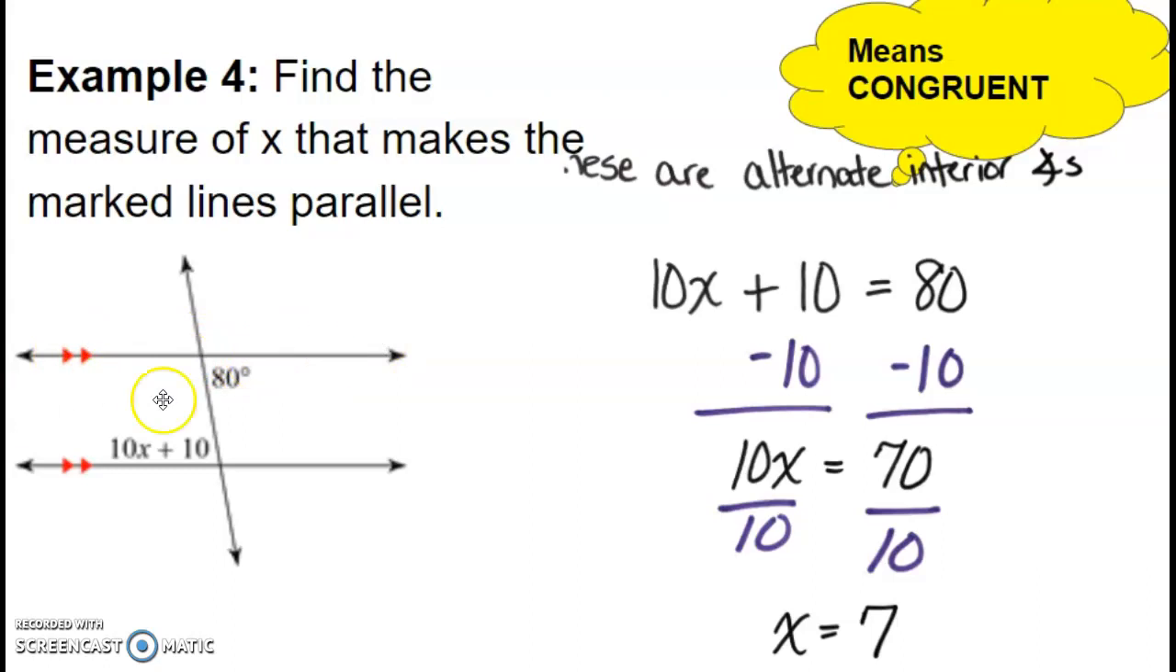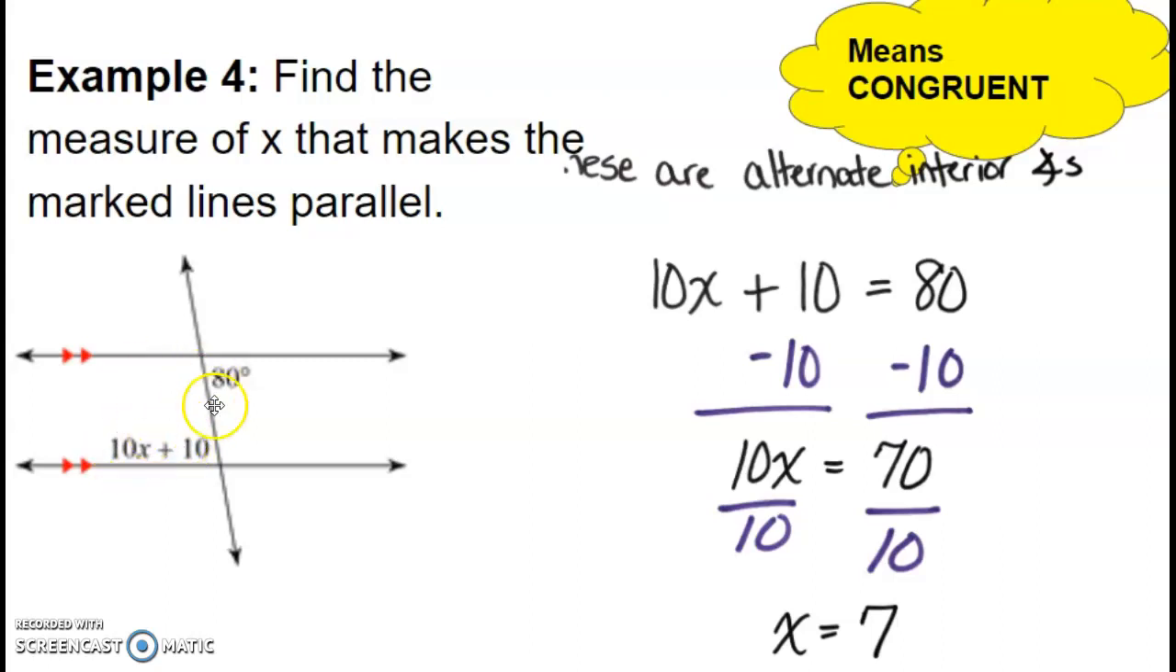Alrighty, here we go. Marked lines parallel. Two parallel lines. I know you weren't expecting that. And then look at that, a transversal. All right, where are our angles here? Here's one. Here's another. Think about where they are. Look at their locations, the angles that we're considering here.